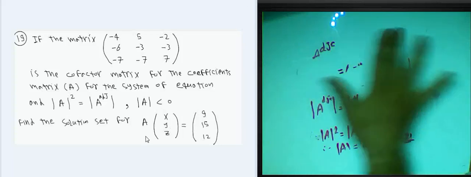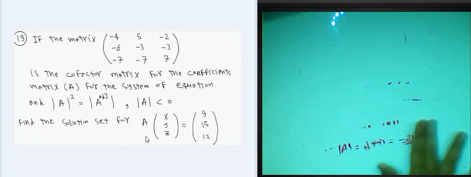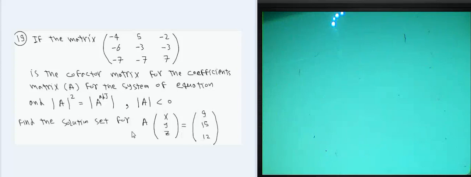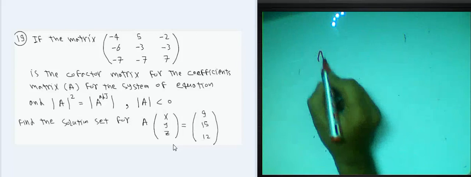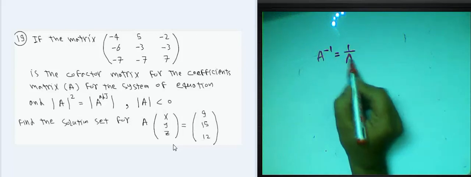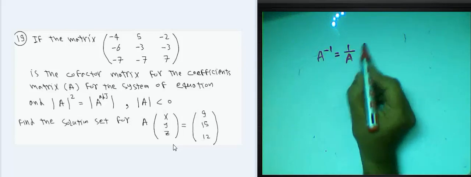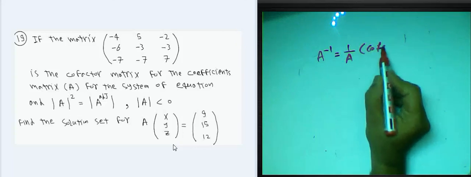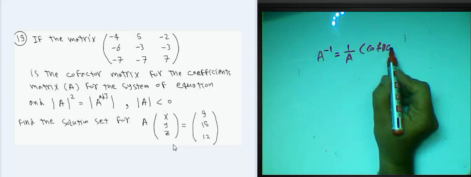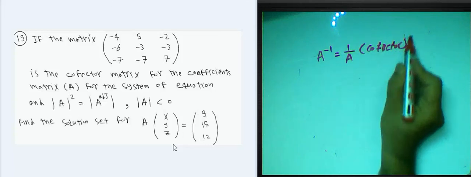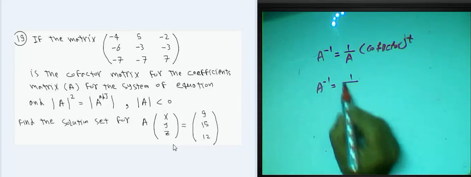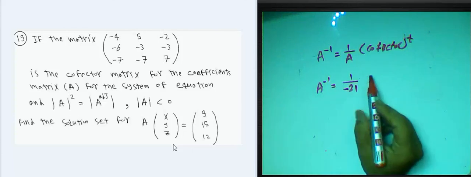We can write the inverse of this matrix. Look at the steps here. You want to find the solution of this matrix multiplication. We can find the inverse of A equal to 1 over delta A multiplied by the cofactor determinant. Then A to the power -1 equals 1 over -21 multiplied by the cofactor determinant.